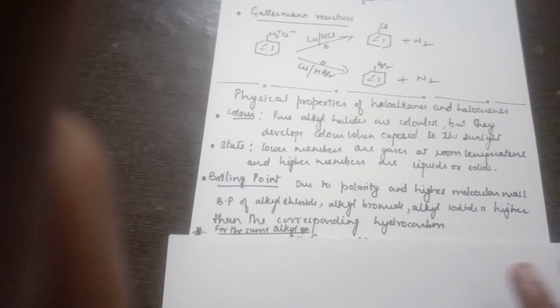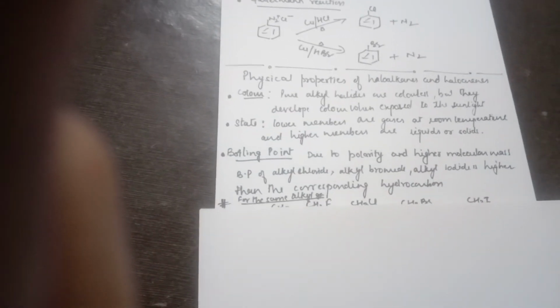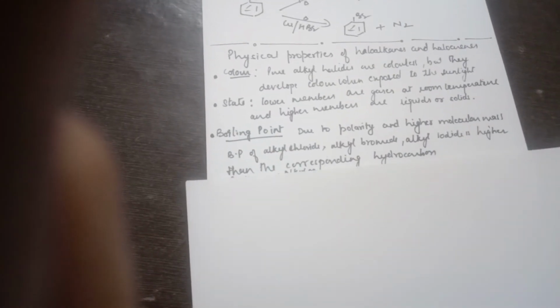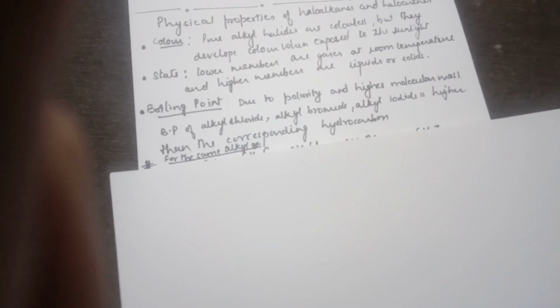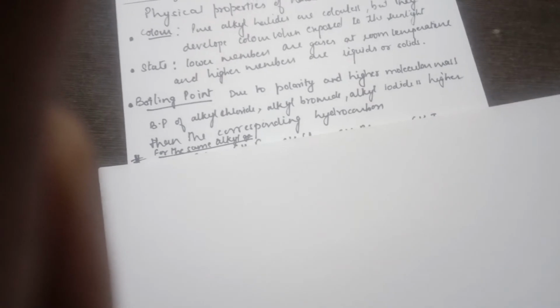Now, a very important concept regarding the boiling point. As I have already discussed with you, RX, where R is the alkyl group and X is your halogen, is an alkyl halide.